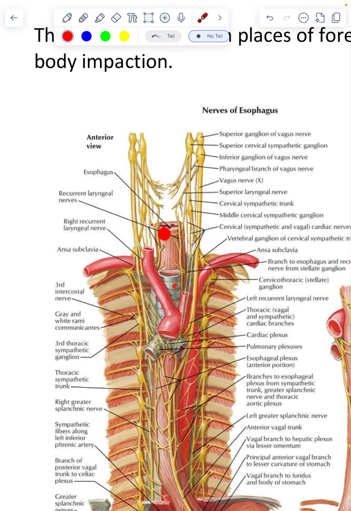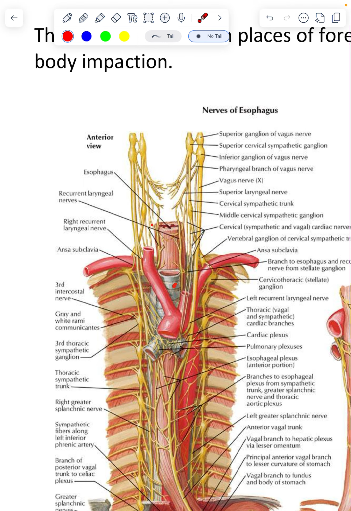These are branches from the vagus nerve. This is vagus. This is the superior ganglion of vagus. This is the inferior ganglion of vagus. So it is passing like this. Vagus is very much on both sides.